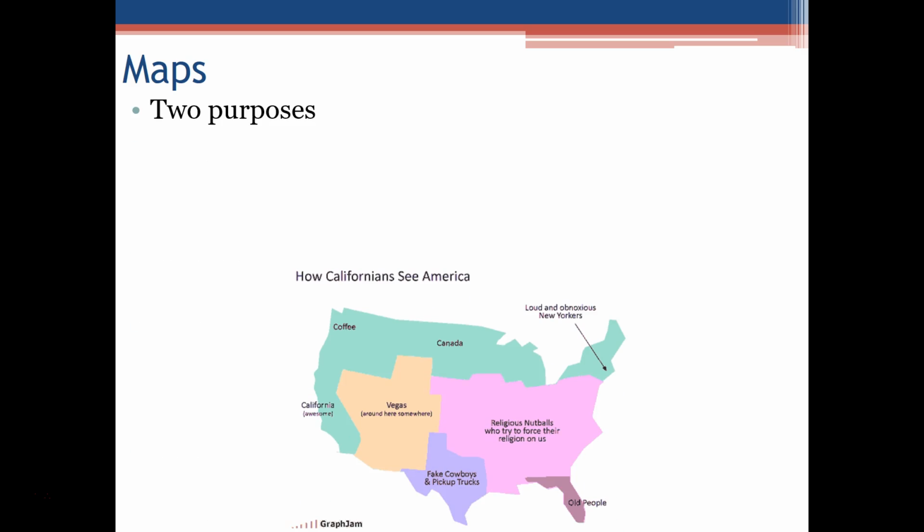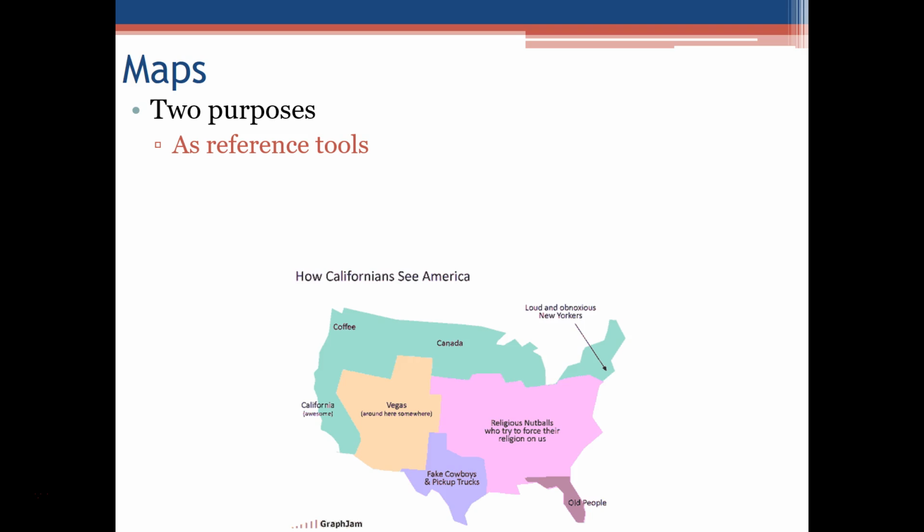Now, maps. Okay, two purposes for maps. Before we get to those, funny map at the bottom, how Californians see America. Obviously, this is not accurate. Making fun of Californians a little bit, making fun of stereotypes a little bit. It is funny. But this is a specific type, so we're going to talk about the two purposes, and we'll see which one you guys think that fits in.